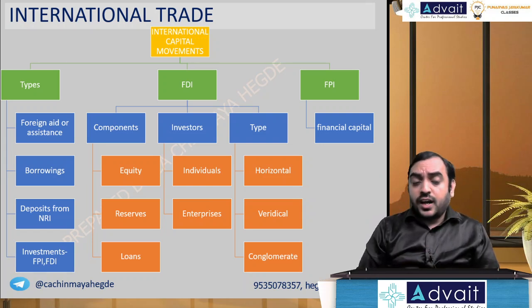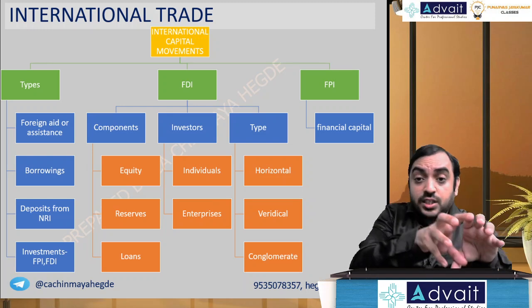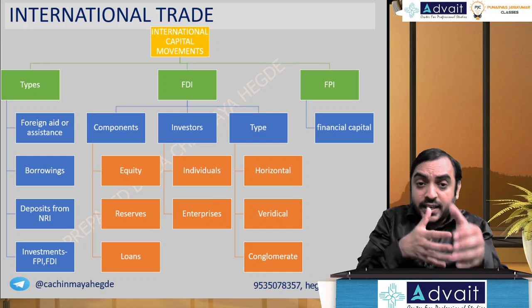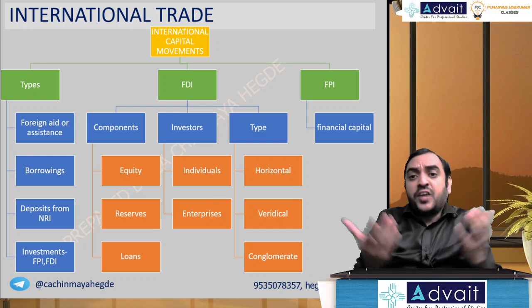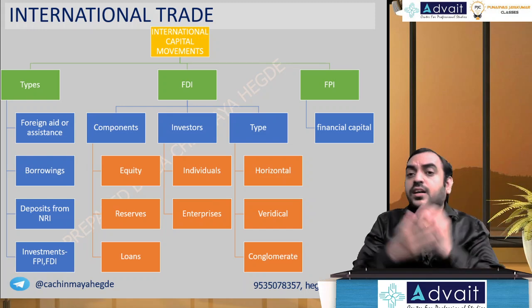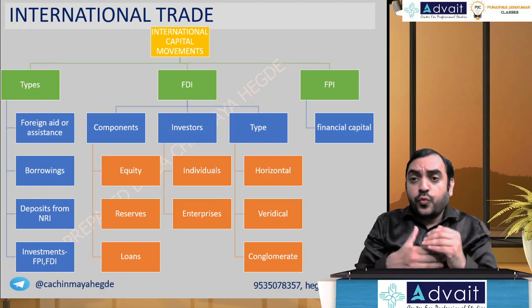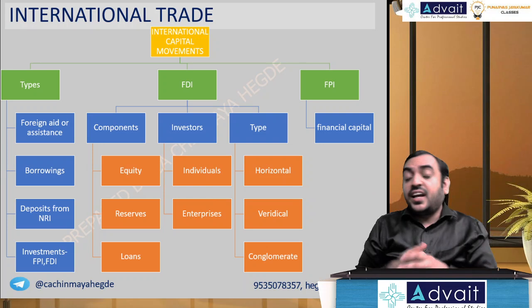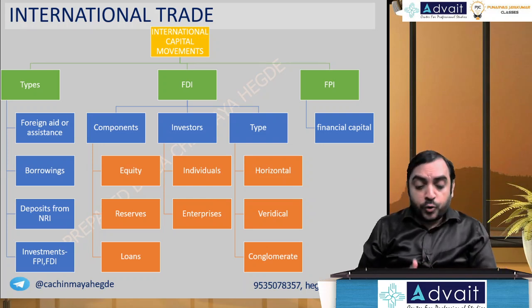So what are they? FPIs are institutions registered with SEBI. And what do they do? They buy and sell the shares of Indian companies. Their favorite stocks are HDFC Bank, HDFC, ICICI Bank. So when those shares are purchased by the FII, foreign institutional investor, now they're called FPI, foreign portfolio investor.